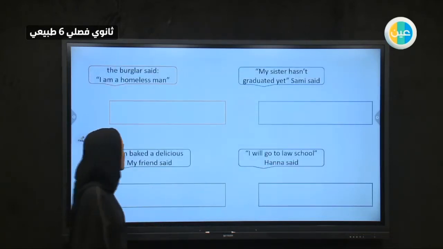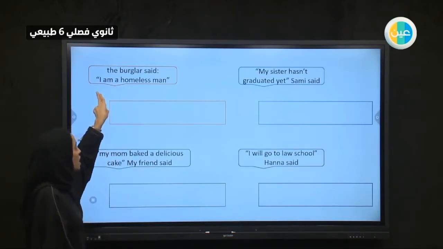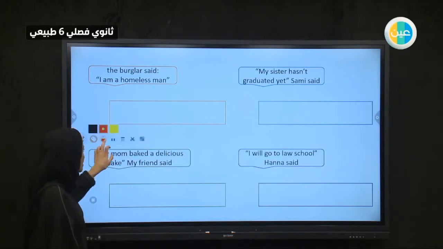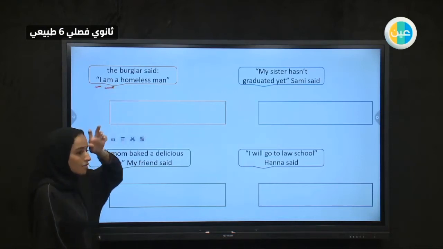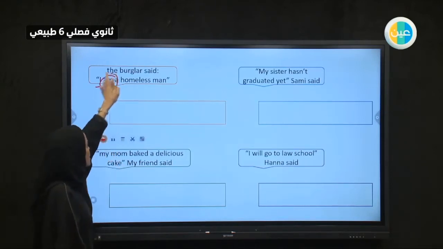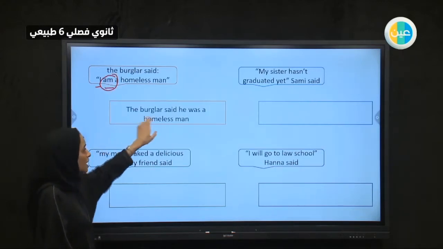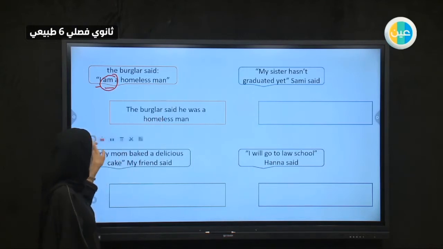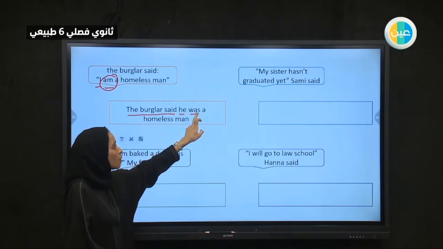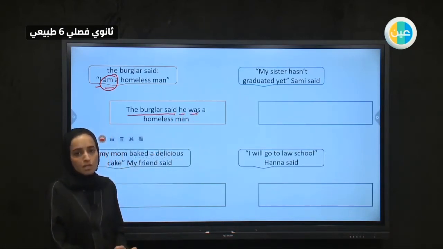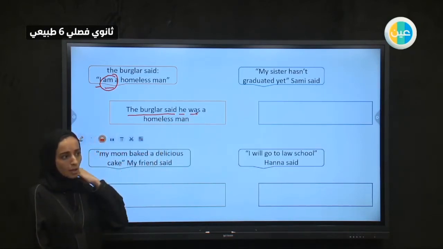Let's start reporting these. The burglar, the thief, said, this is direct speech, I am a homeless man. If we're going to revise it here, subject, verb, and we have the others. This is in the present tense. So when we report this one, it's going to be the burglar said, correct introduction. The burglar said, then I am, he was, sentence form, not in the present, but it became past, a homeless man.